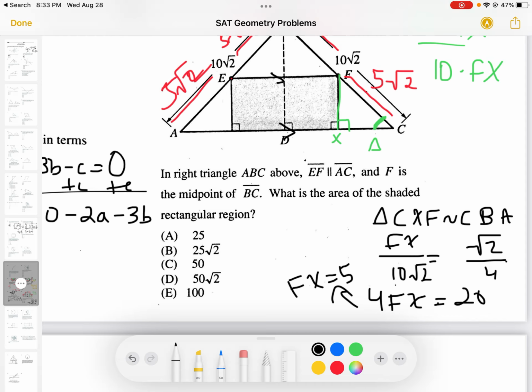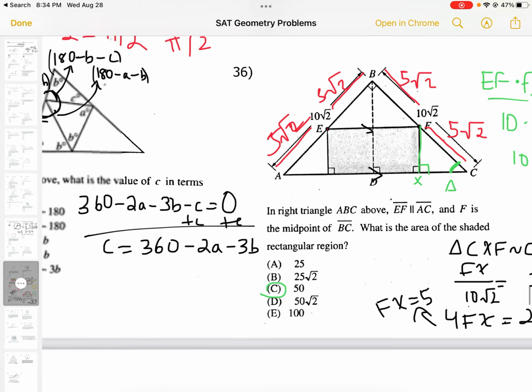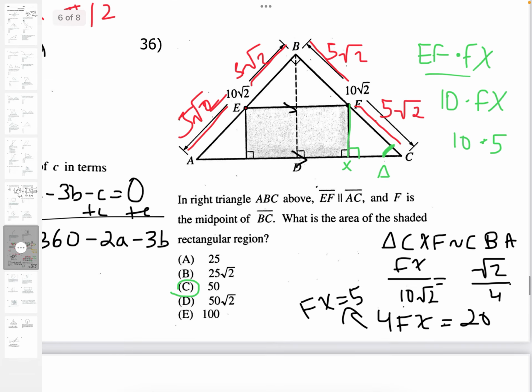So we know what our area is. It's just 10 times 5. That's just 50. And we're done. Admittedly, you could have done this a lot faster if you knew your special triangle rules for 45, 45, 90-degree triangles. But I'm just trying to show you how you would approach this problem if you had forgotten what those ratios were or had no clue what they were. But you should memorize them because they will come in handy in problems like number 36.